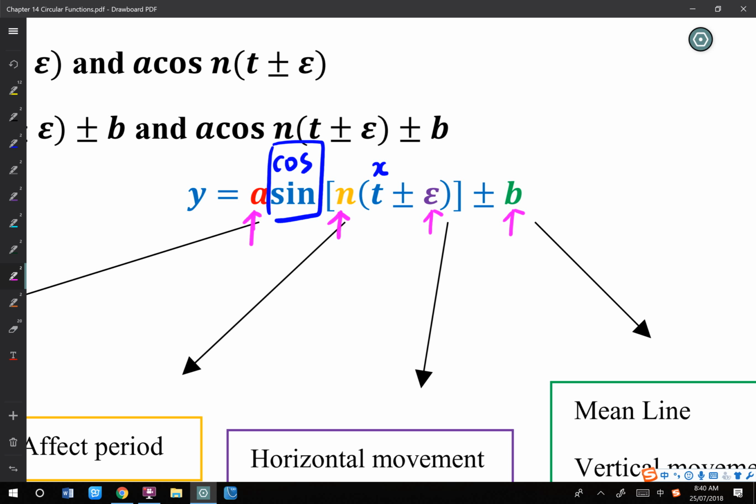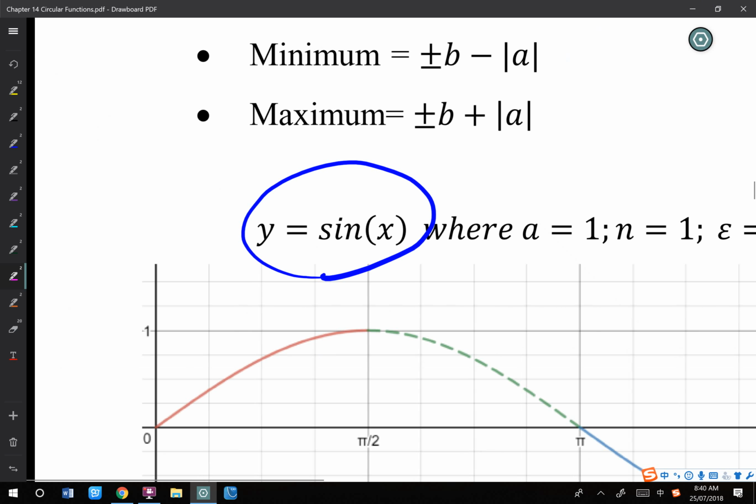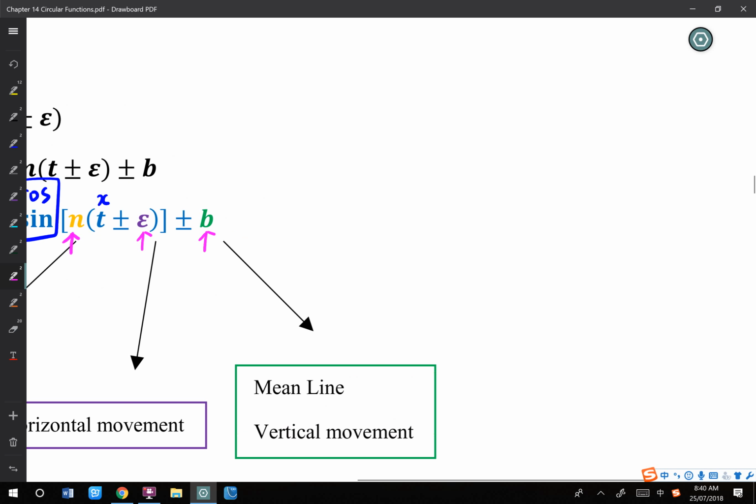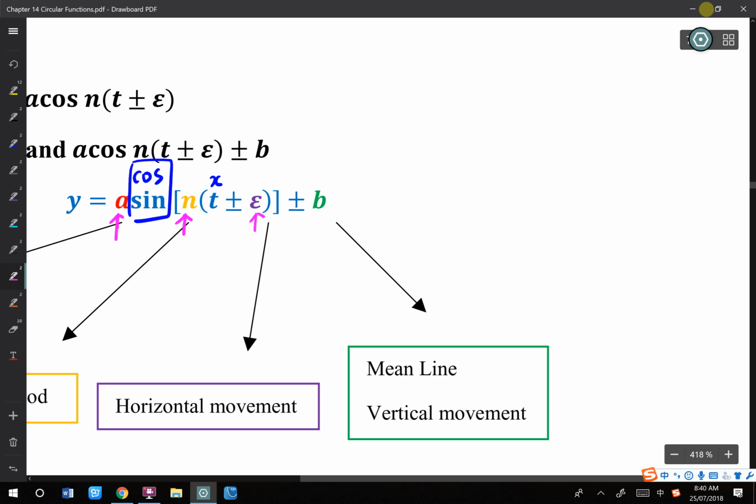Now, we consider that in circular function. If you observe this graph, it has a minimum and a maximum. It also has a middle line in between the maximum and the minimum. So what is the minimum? What is the maximum for circular functions? What does B do? B is called the mean line.